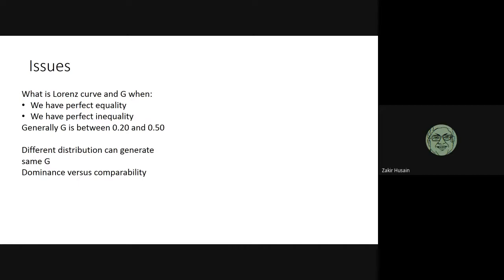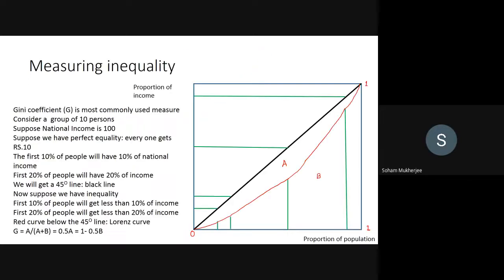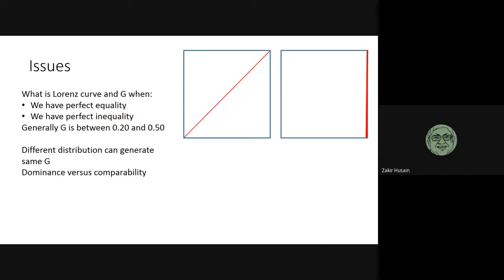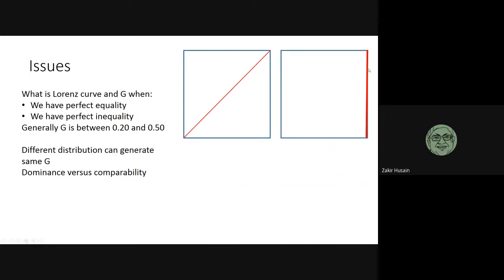Now, if we have perfect equality, you should work this out yourselves, because A plus B is equal to 0.5. We can redefine the Gini in this way. If we have perfect equality, the Lorenz ratio will be the 45-degree line. If we have imperfect equality, then we are going to have something like this.